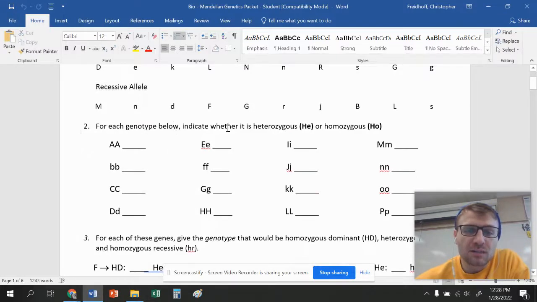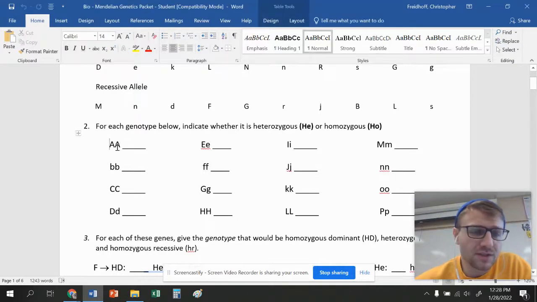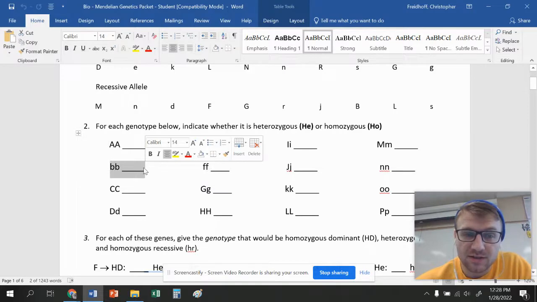This is for each genotype below, indicate whether it's heterozygous with an HE or homozygous with an HO. So you can see here, this is a big A, so this is homozygous, so you'd write HO, and big E, little e is heterozygous, so you'd write an HE right here. This is pretty easy once you get the hang of it, but remember, big A is homozygous. Also, little b is homozygous.